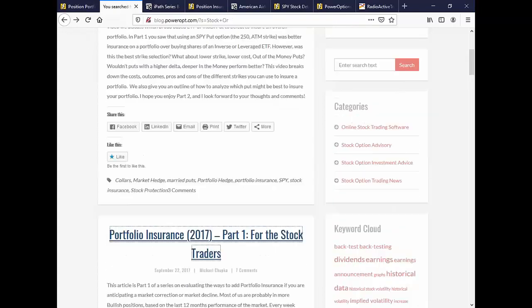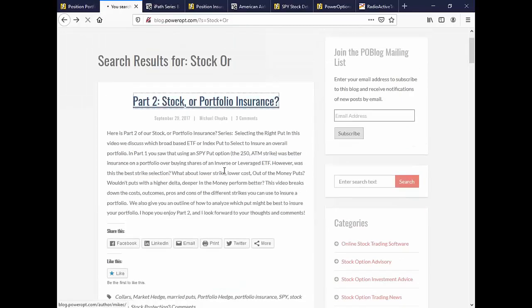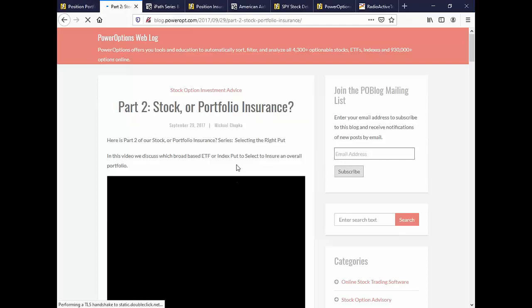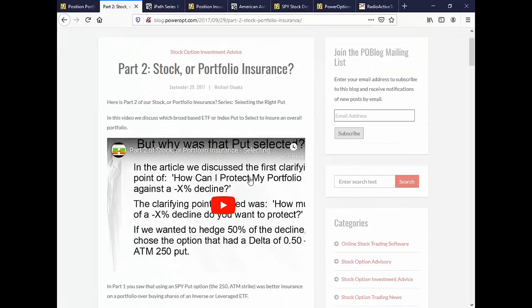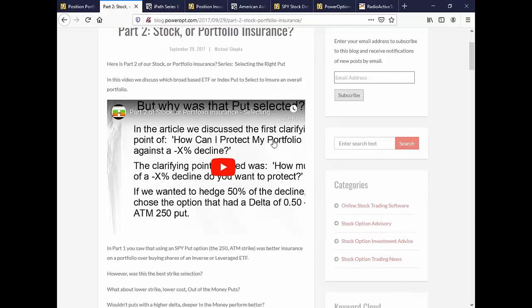Now, I know I'm going a roundabout way, but part 2, this is the one I'm going to send everyone the link to in a moment. Part 2 of stock portfolio insurance is actually a video, and it kind of answers your question right here in the first slide. How can I protect my portfolio against a minus X decline? Clarifying the point was, how much of the decline do you want to protect?